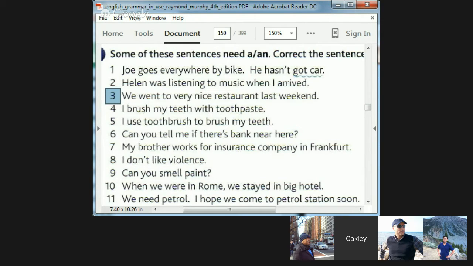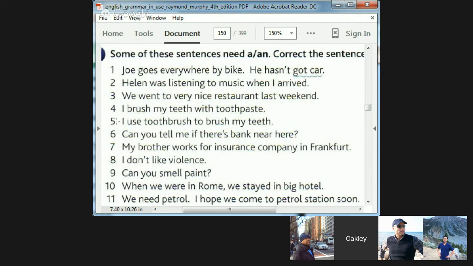Number three, we went to a very nice restaurant last weekend. There you go, to a very nice restaurant. Of course, restaurants are countable. Okay. Philip, number four. I brush my teeth with toothpaste. Is that okay? It's okay, because toothpaste is uncountable. That's right. That is correct.